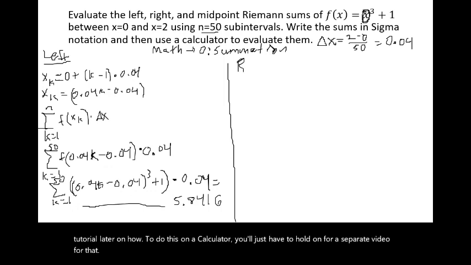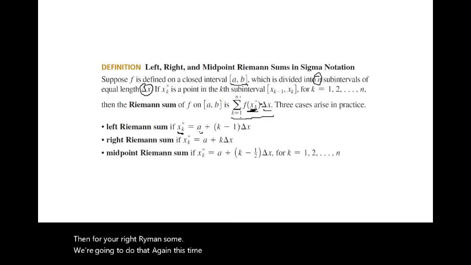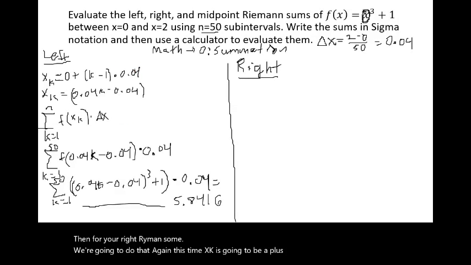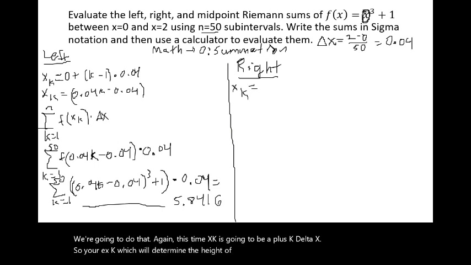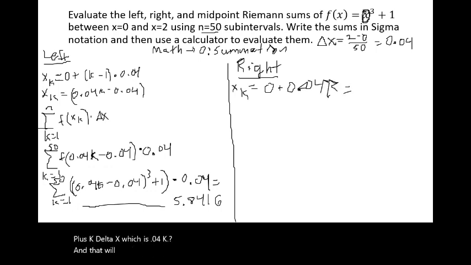Then for your right Riemann sum, we're going to do that again. This time, xk is going to be a plus k delta x. So your xk, which will determine the height of each rectangle, is going to be a, which is 0, plus k delta x, which is 0.04k, and that will give us an xk of 0.04k. So we're going to plug this in for xk in our Riemann sum.